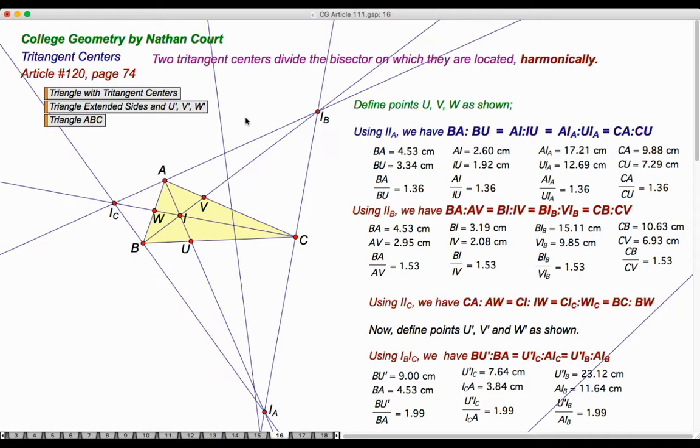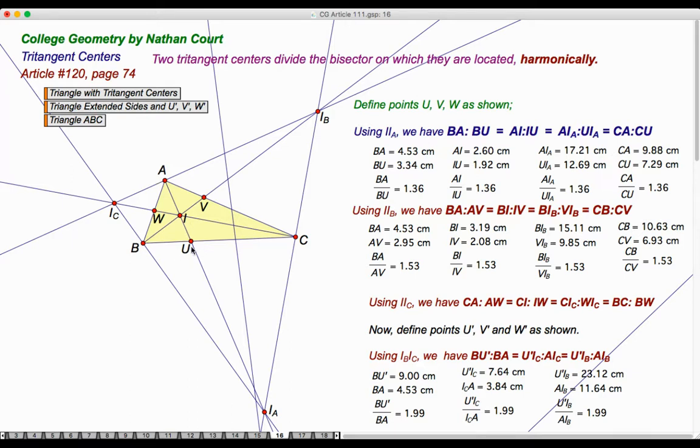So, here is my triangle ABC, and let's consider two tritangent centers. I started with I sub A. Let us first define points U, V, and W as shown. I want to consider segment BC with respect to A, so this is the point that I'm talking about.